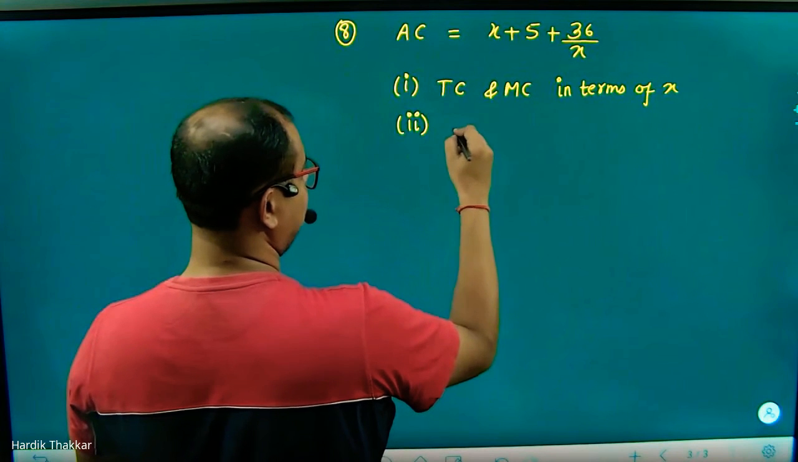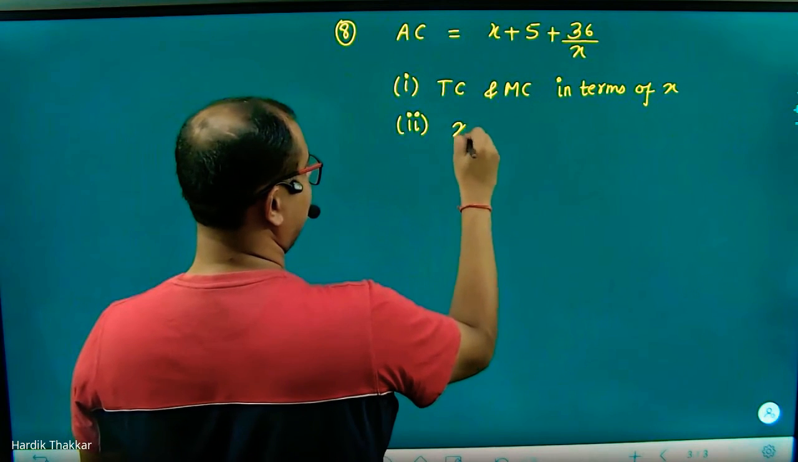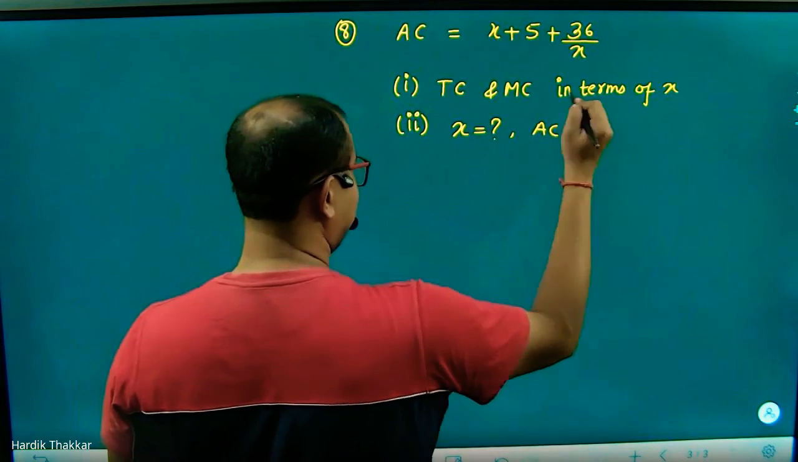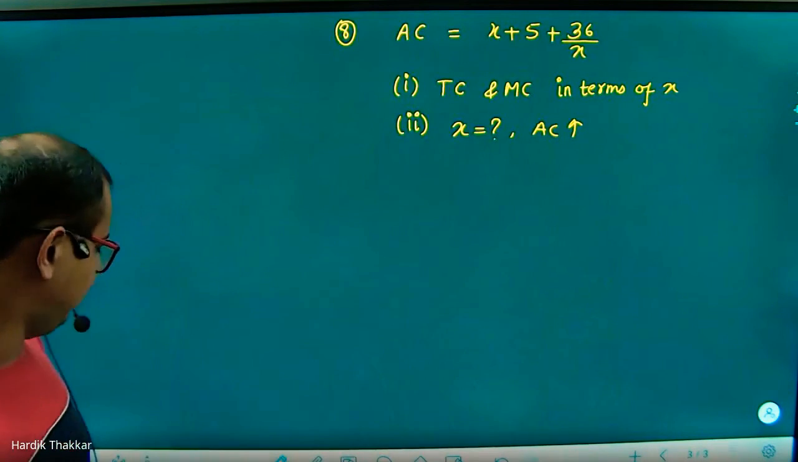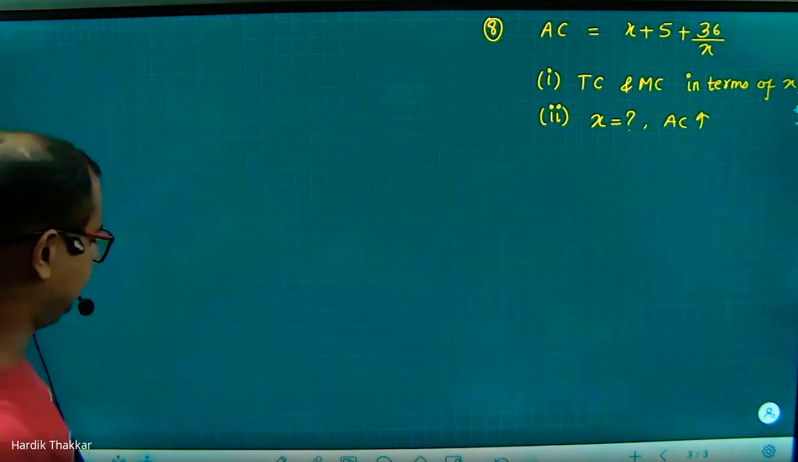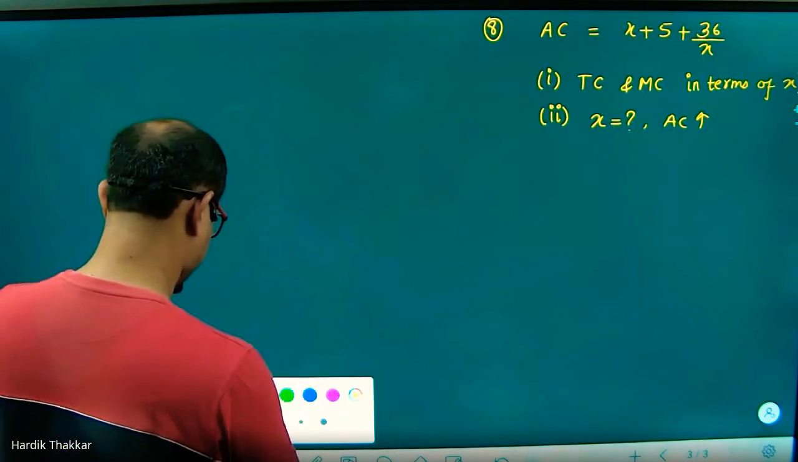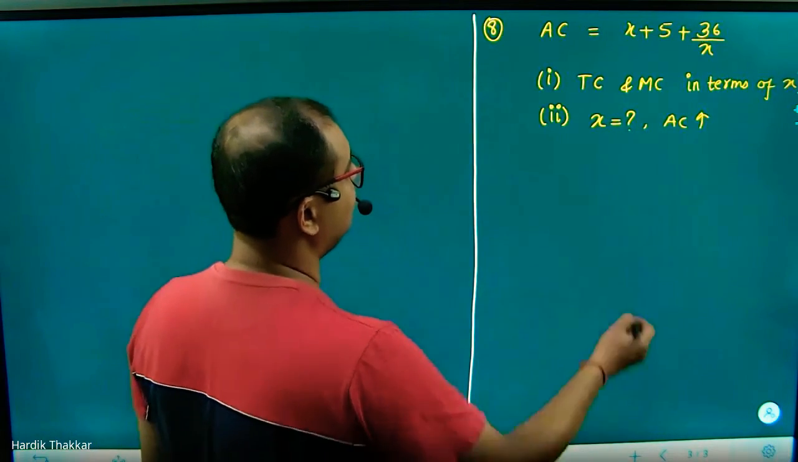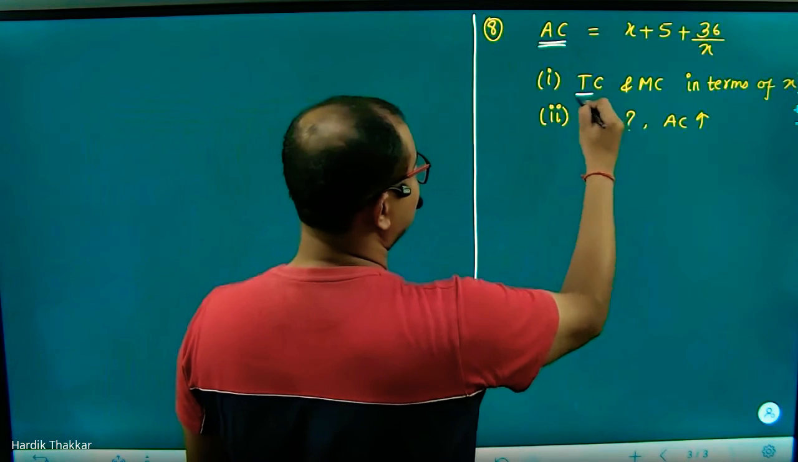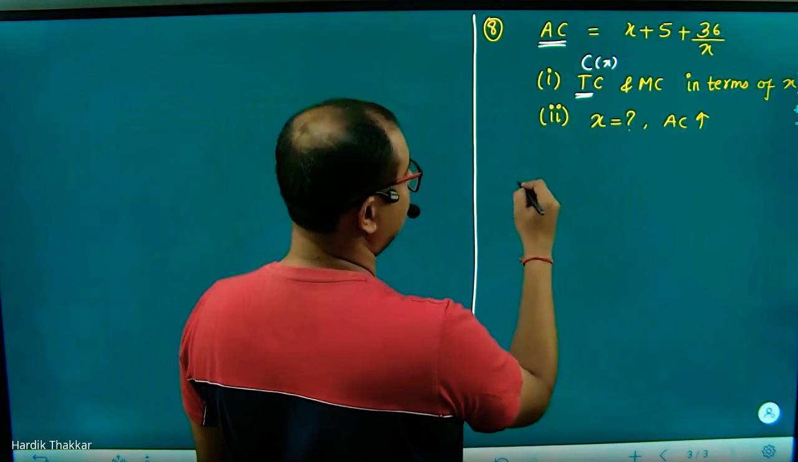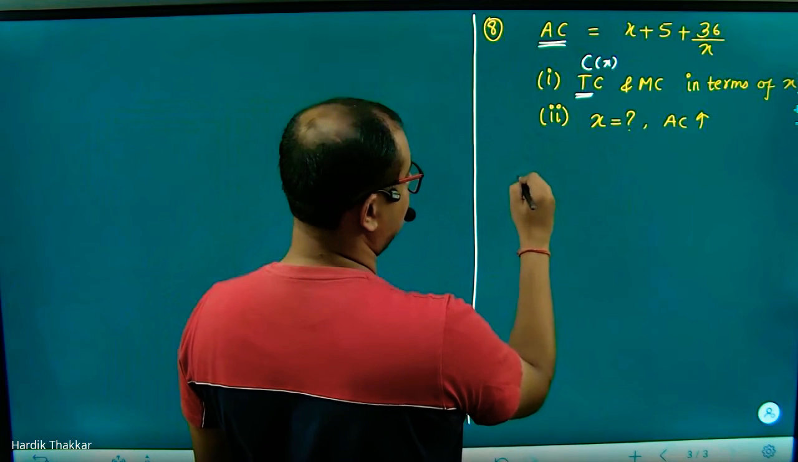Output for which AC increases. X key values for which AC is increasing function. Okay. So let's solve this question. First, what is relation between AC and TC? Here TC is nothing but C of x. Okay. Total cost. Yes.